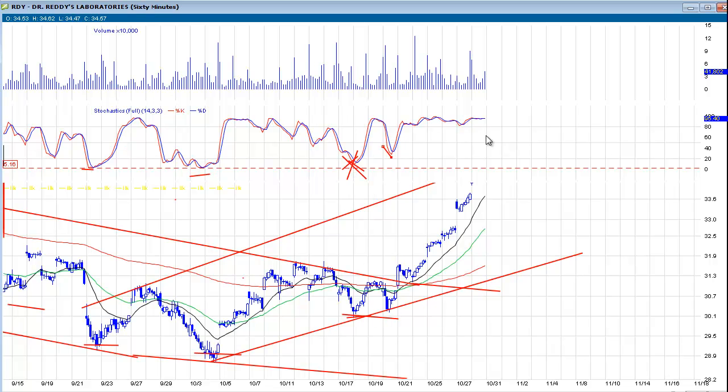Now we move up, and now you would trade the same way. You would wait for that trend line to come back down. The next setup on Dr. Reddy, RDY. All right.